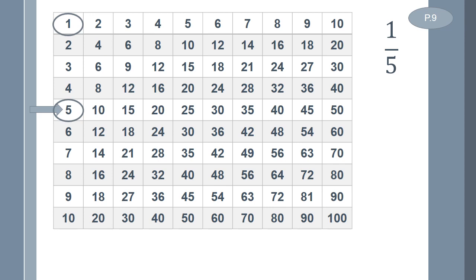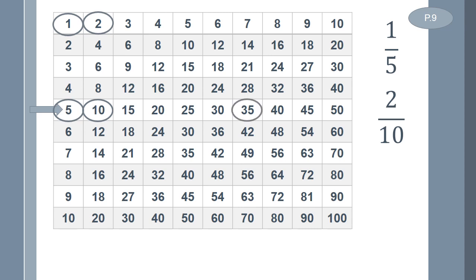So what we can do is go along that 5 row, and we can find the fraction families by looking along the row and then seeing what number is directly above the one we've chosen. So if we take 10 for our bottom number of the fraction, we can see that directly above the 10 right at the top we get 2. So our fraction is 2 over 10.